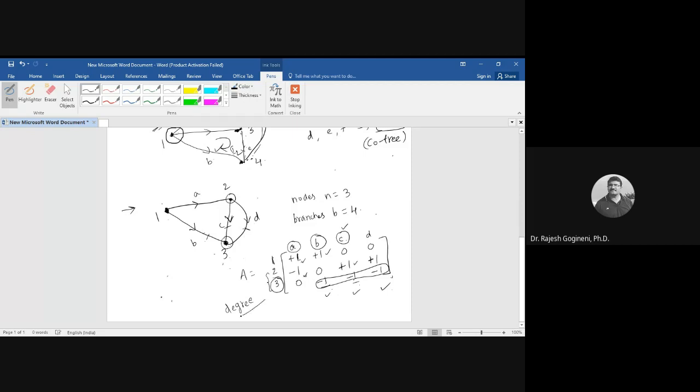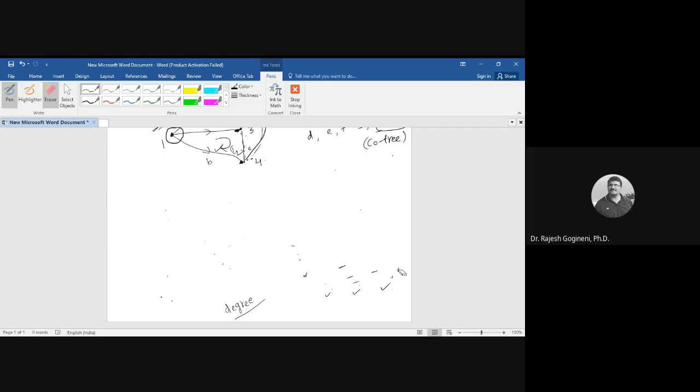The number of branches incident on a node, or in an incidence matrix, the number of entries for each row, is known as the degree of the node. Degree means the number of branches incident on a particular node, for any node, right? So now write the incidence matrix for the above graph, which we have already discussed.